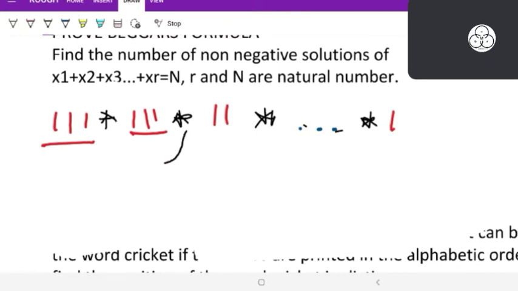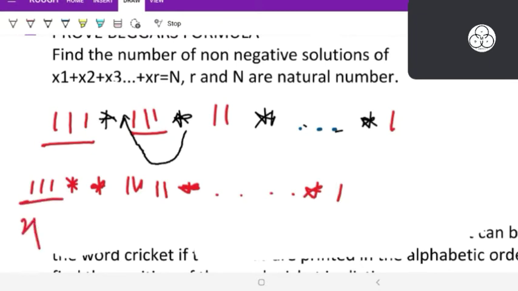Let me put the star here. 111 star, star, 111. Nothing is there, the star is here. 11 star, and so on, star 1. This is x1. This empty space is x2. This is x3. Here x2 is having no 1, which means it is 0.